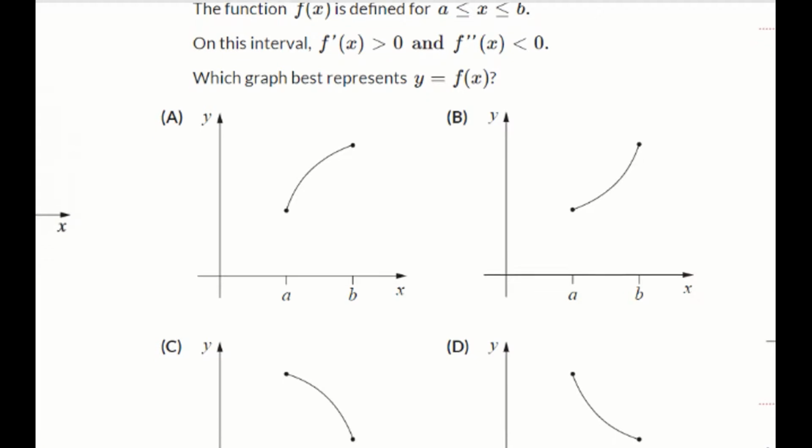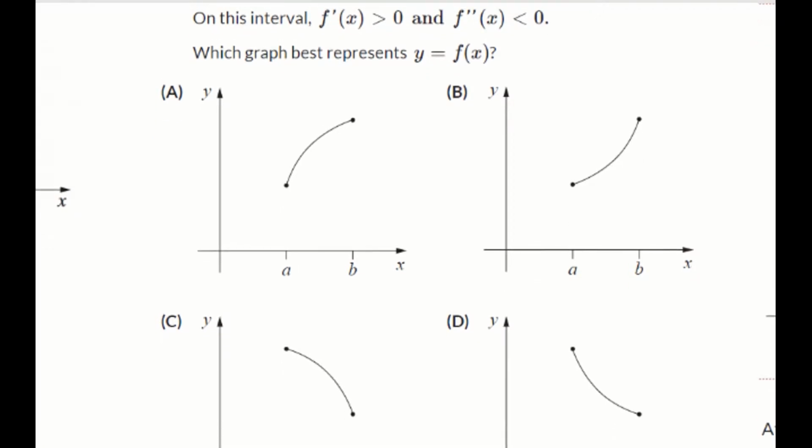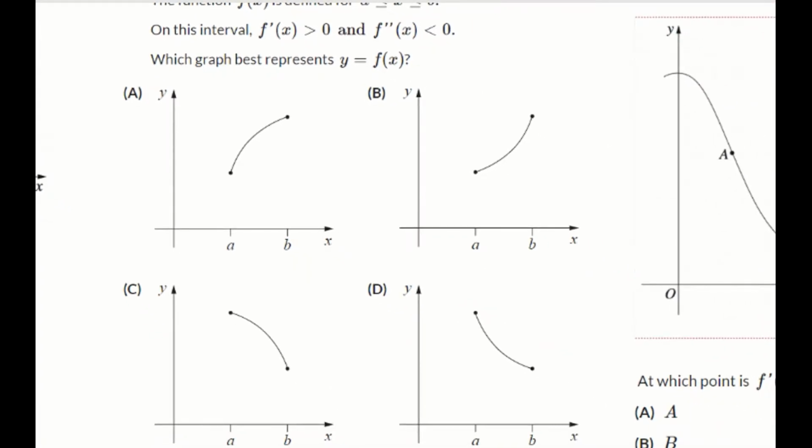So next we have an interval here, and we need to pick which graph best represents f of x. f of x should have a first derivative that's bigger than 0 and a second derivative smaller than 0. So straight away, the first thing I'm going to think, okay, first derivative bigger than 0, I'm going uphill because my gradient is positive, which means this one is out because it's downhill and downhill. So from left to right, both of these are going uphill.